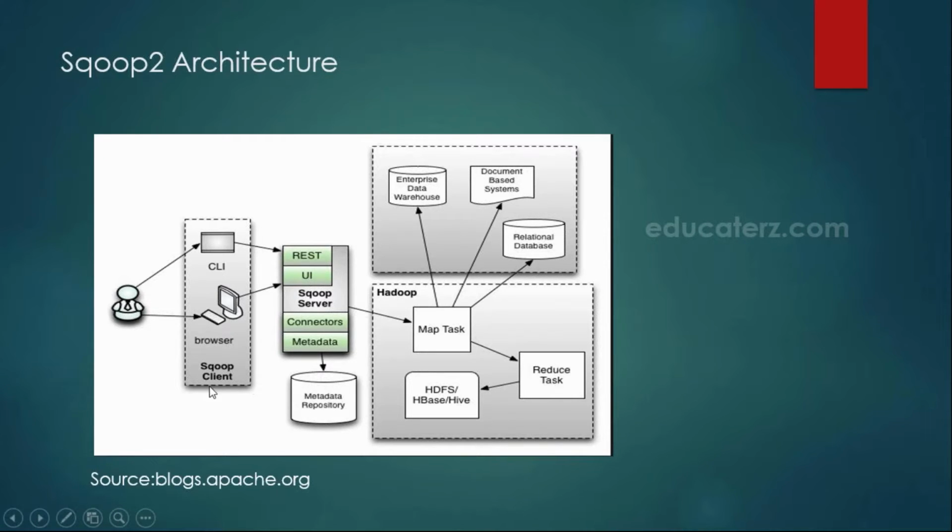Here if you see, I have a Sqoop client. It can be a command line and it can be a user interface as well. We have a Sqoop server, which consists of all the connectors and the metadata information, REST APIs and everything. Here, unlike Sqoop1, Sqoop2 can consist of both map tasks as well as reducer tasks. You can see both of them here. So with Sqoop2, security-wise and ease of use with the connectors, it is very, very powerful compared to Sqoop1.